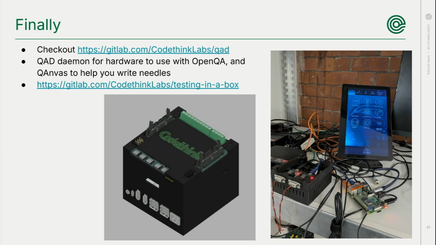So what next? As I said, all of that was testing in a virtual environment. We do have some open source projects to allow you to do this on hardware very easily. On the right-hand side there, I think that's a Raspberry Pi. It's running AGL, Automotive Grade Linux. And we have this open source piece of hardware called Testing in a Box. And that just allows you to do everything I described there and connect to a physical piece of hardware.